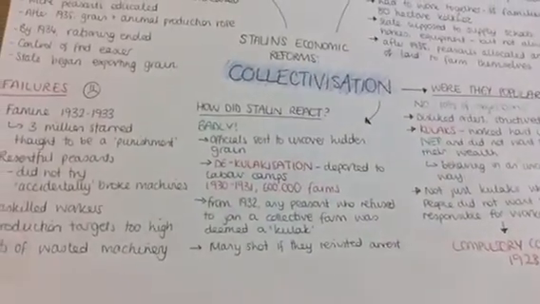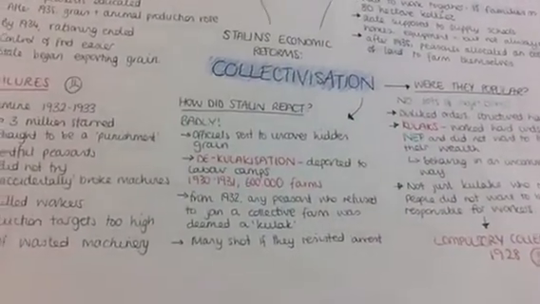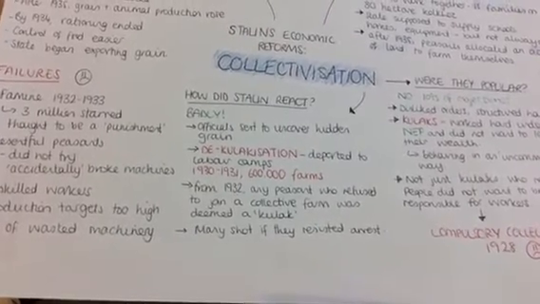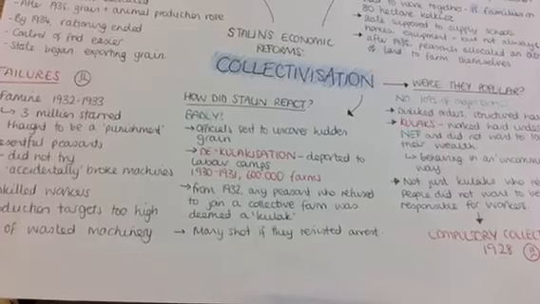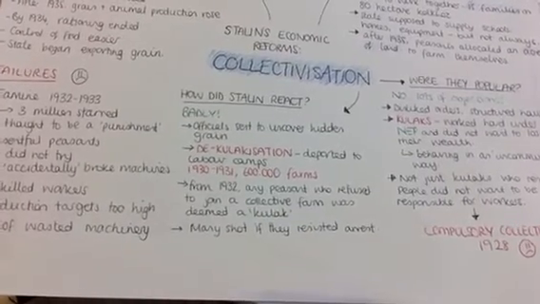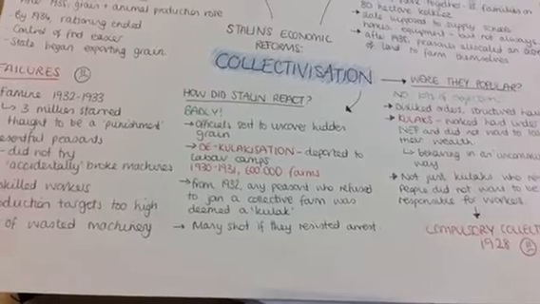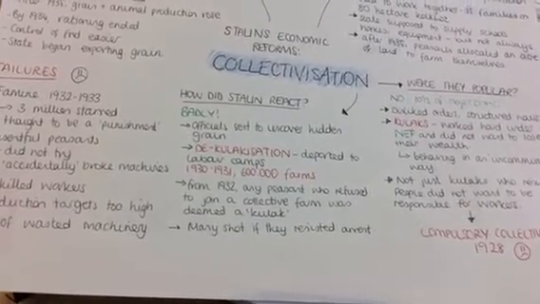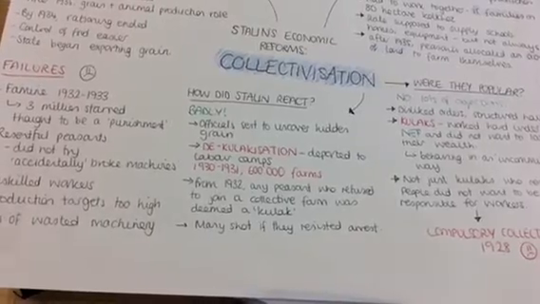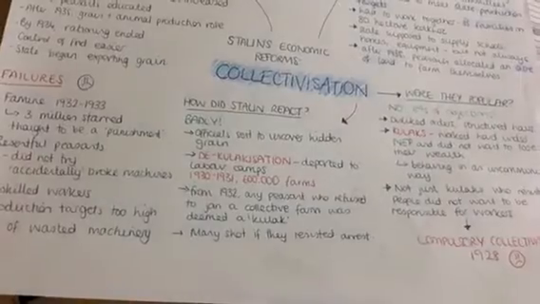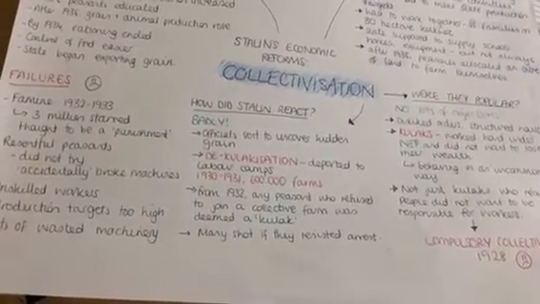How did Stalin react to people objecting? Not very well. He sent undercover officials to find hidden grain that the kulaks had stored. He began a process of dekulakization where he deported thousands of kulaks to labour camps. Between 1930 and 1931, he had dekulakized 600,000 farms.